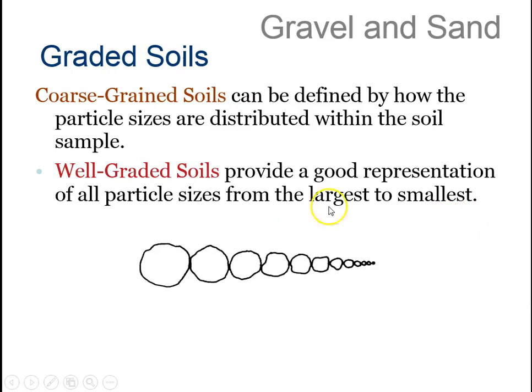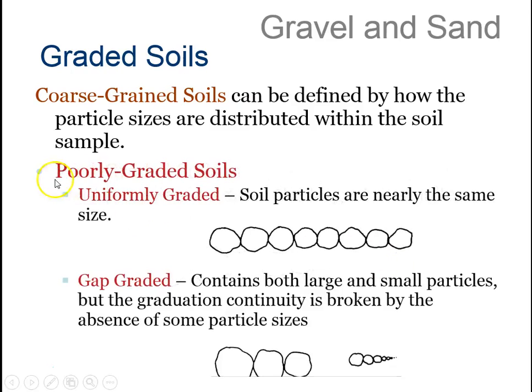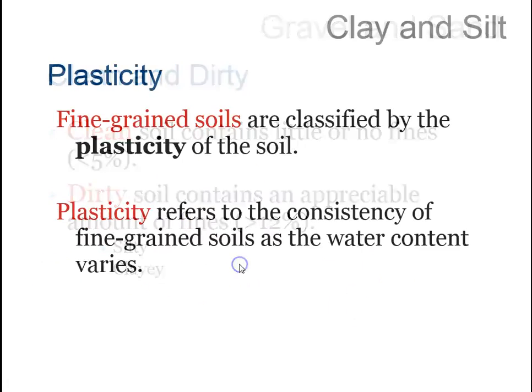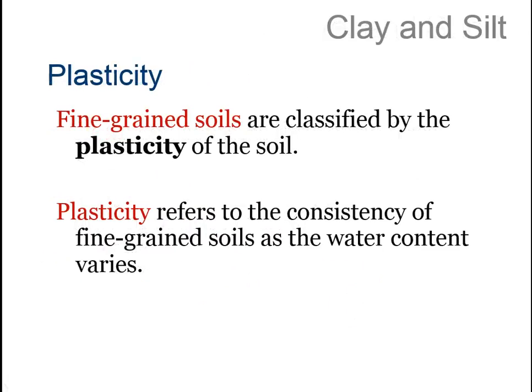Well graded means that all the particles are present. So we'd find all the sizes of particles. Poorly graded soils mean that the particles are all roughly the same size. In other words, there's large air gaps in between. Clean soil means there's no fine particles. Again, think like beach sand. It's all pretty big grains. Dirty soils is where it's got a lot of fine particles. Plasticity refers to the consistency of the fine-grained soil. Does it stick together? Can you roll it into a little ball and it'll stick together?